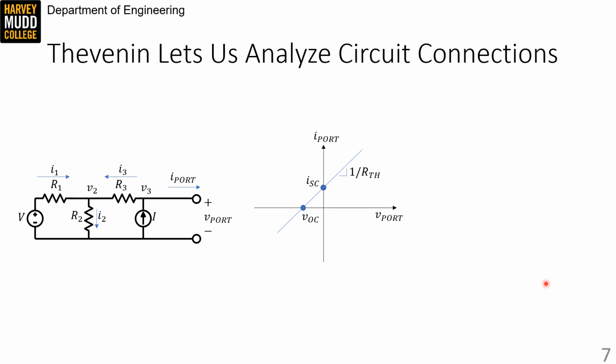The slope of the line is named after a special resistance called the Thevenin resistance. But the slope isn't exactly equal to the Thevenin resistance. In fact, it's 1 over RTH, the symbol commonly assigned to the Thevenin resistance. And that's because the rise over run on this plot would have units of amps per volt, which is the inverse of resistance.